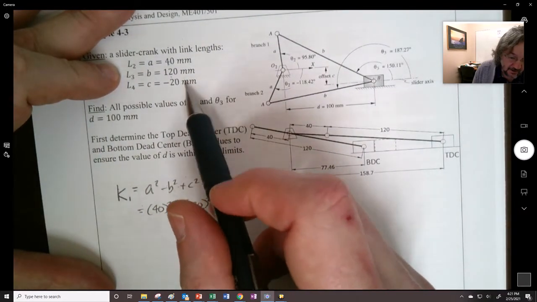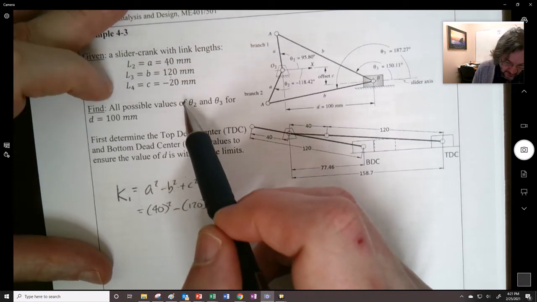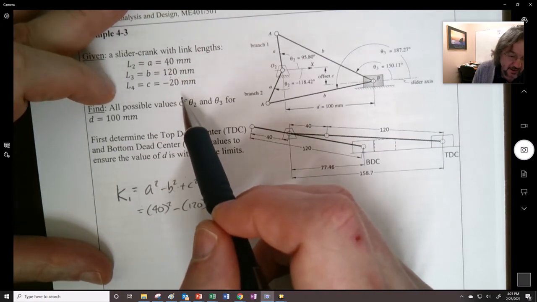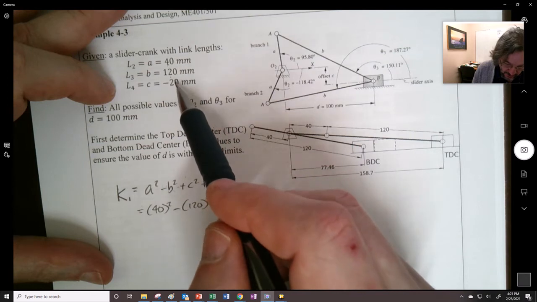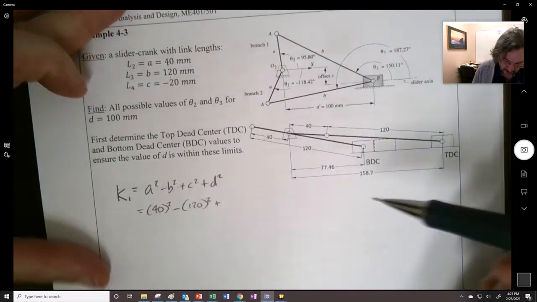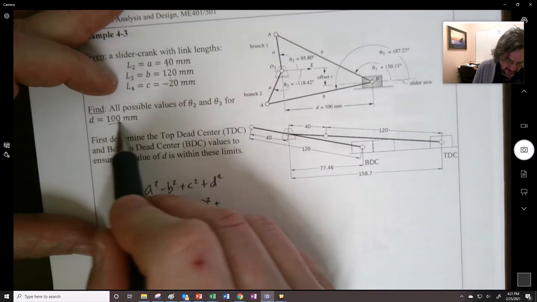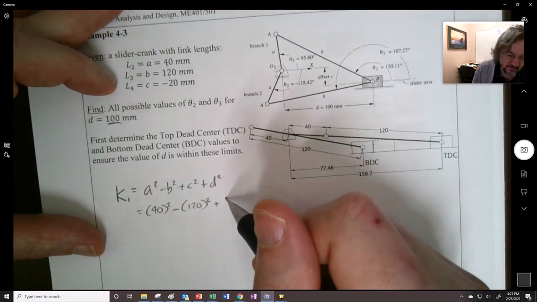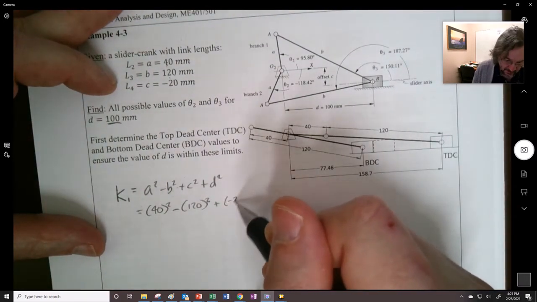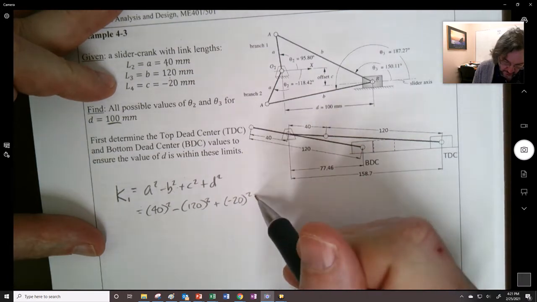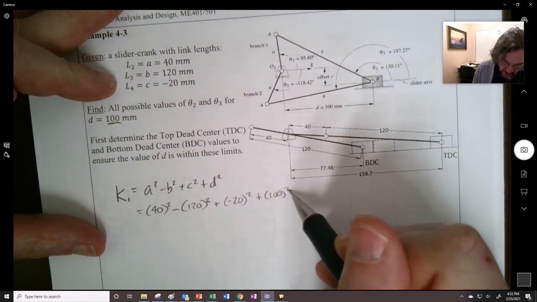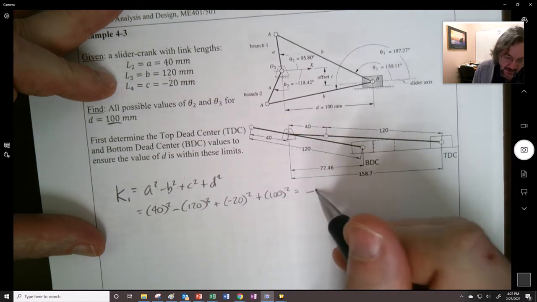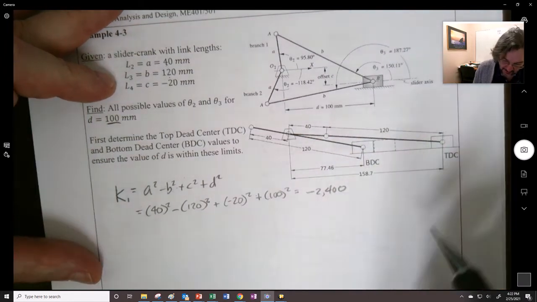and then what did they say right here? 40, 20, 120, and 20 right there. Oh, and they said this was our input. Okay, so there it is. I couldn't find it there for a second. We have minus 20 squared plus our 100 squared, and we get a negative 2,400.